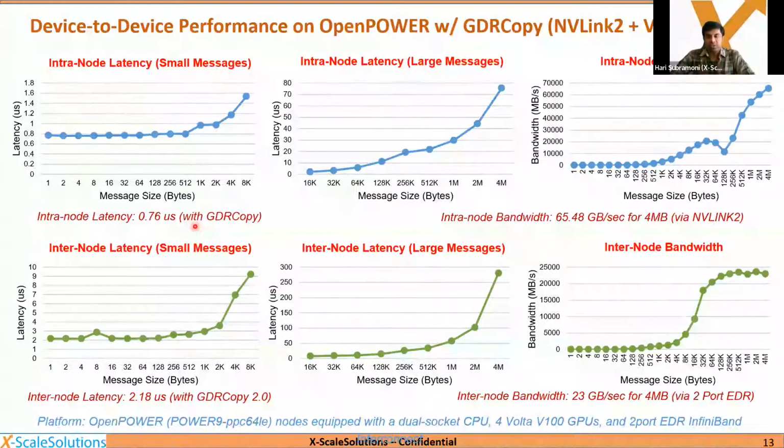Let me ask a question to you guys. Can you guess the number of different paths available to move data from a GPU on one node to a GPU on a different node through a network fabric? A ballpark guess, anybody?